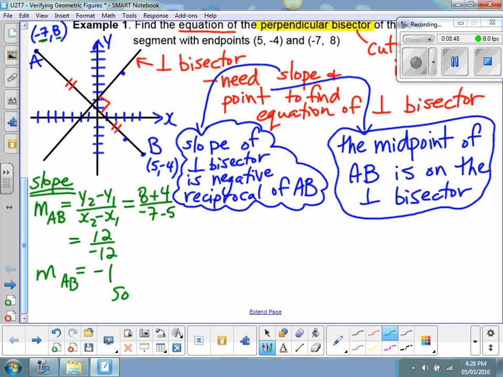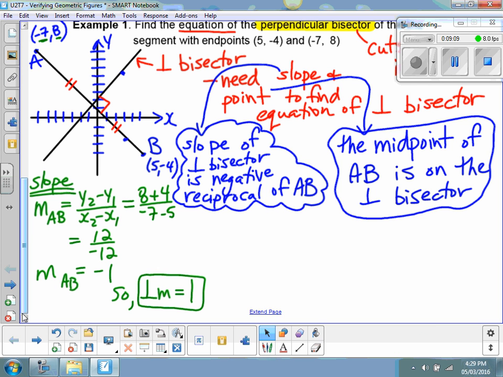So the perpendicular slope, which is the one we need, we have to flip it over and change it to positive. If you flip negative 1 over and change it to positive, you end up with 1. So we've got the slope of the line that we need for the perpendicular bisector. Now we need to work on the point.